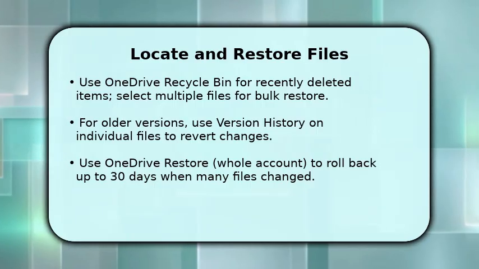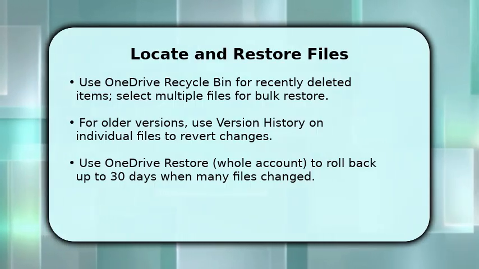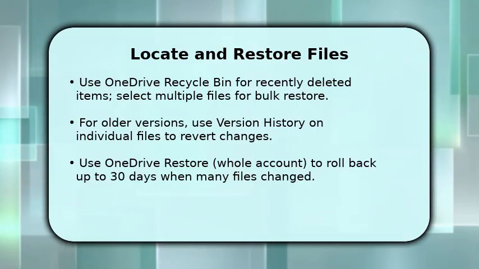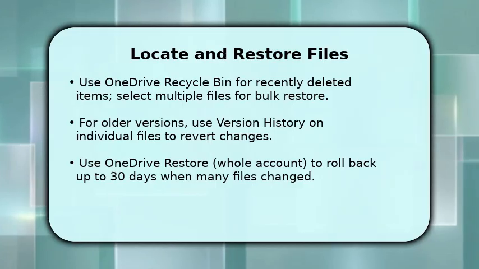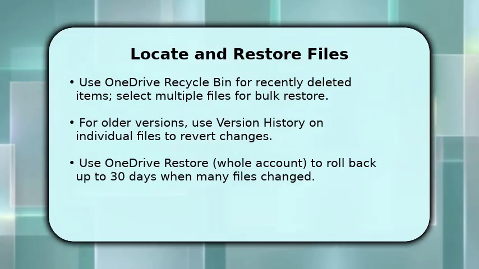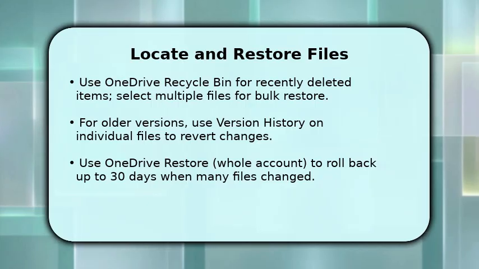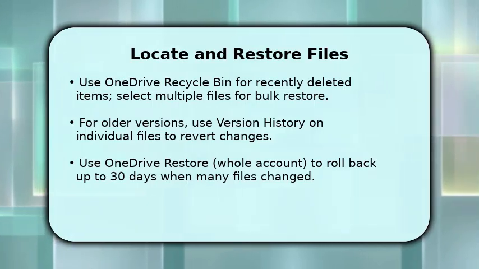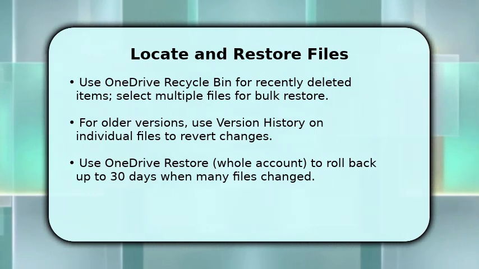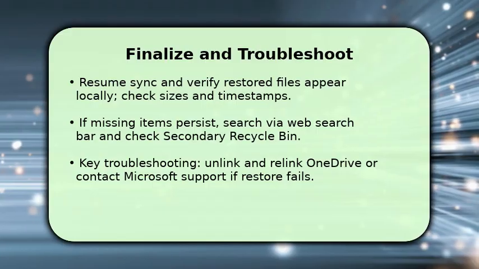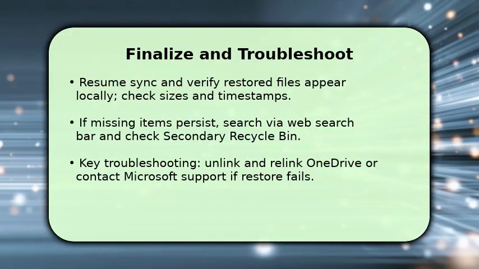If a file is present but wrong, right-click and choose Version History to revert to a previous save, which preserves metadata. For large-scale incidents, use OneDrive Restore to roll the entire account back up to 30 days. This undoes mass deletions. Finally, resume syncing and verify that restored items appear on your device with correct sizes and timestamps. Make sure folder hierarchies match.